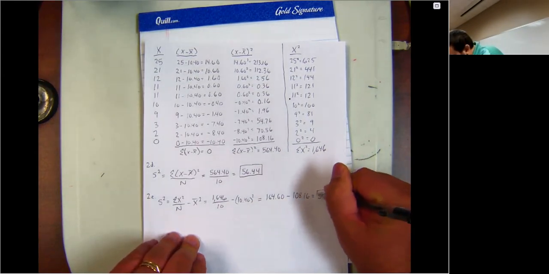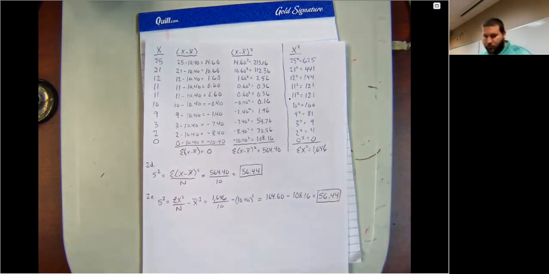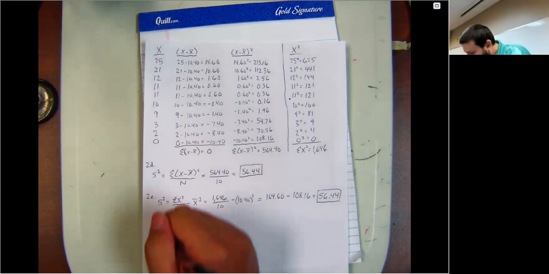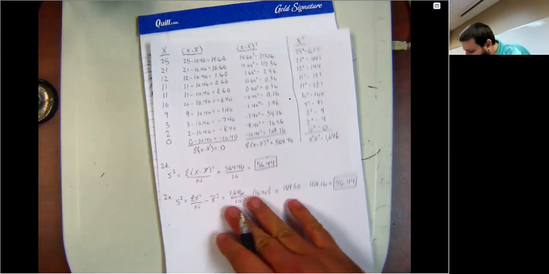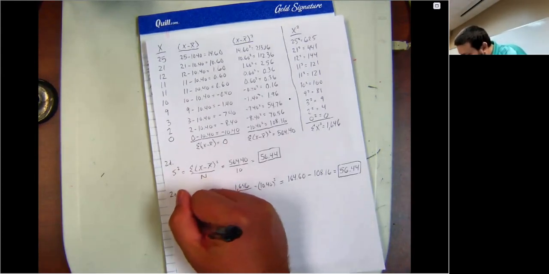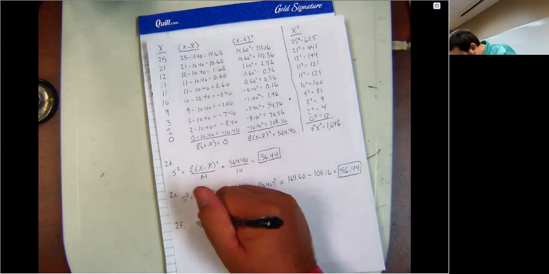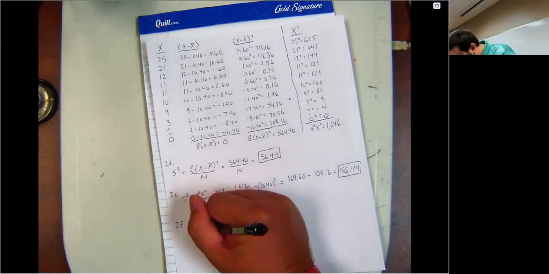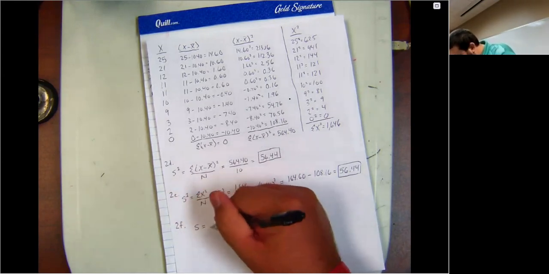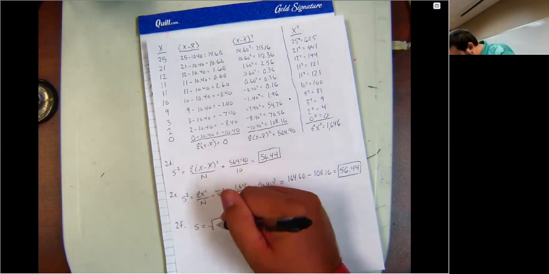So either way you do it, your variance is 56.44. Now 2F, they're going to say, what is the standard deviation of the distribution? Okay, well, if we have our variance, if we know S squared, then S, standard deviation, is just equal to the square root of our variance, right?